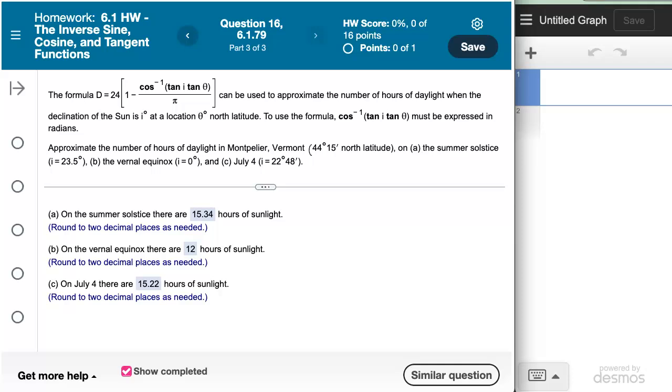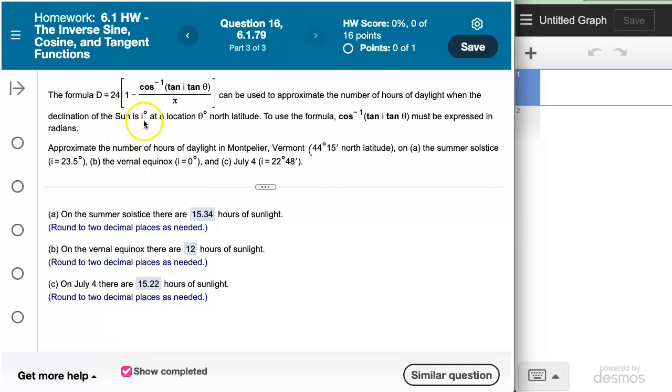In this video, we're going to solve a problem involving an application with the inverse cosine. So take a moment to pause the video to read the full problem statement. What I'm going to work out with you is for part A, but I'll show you some ways that you can quickly update your equation here to find parts B and C.